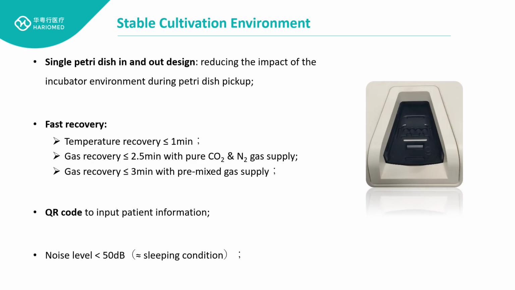For the petri dish operation, we adopted a single dish in and out design. So only one petri dish will be exposed when you are operating, to ensure the fast recovery in both gas and temperature. The temperature recovery will be less than 1 minute, and the gas recovery for CO2 and N2 will be less than 2.5 minutes. And when you are using premixed gas, the recovery will be less than 3 minutes.